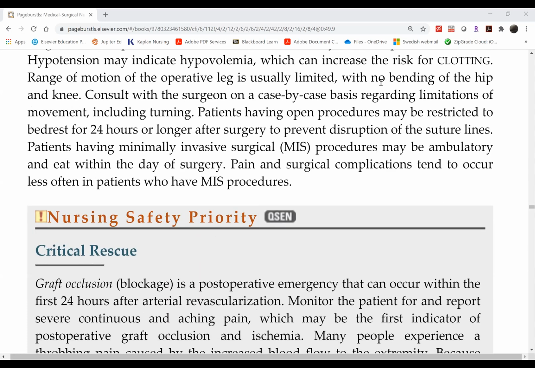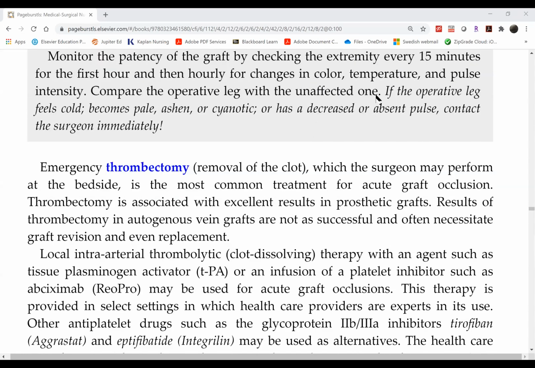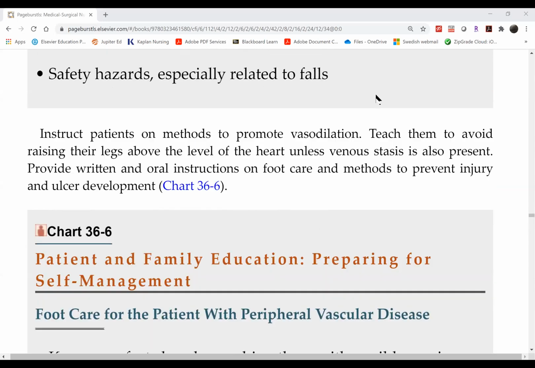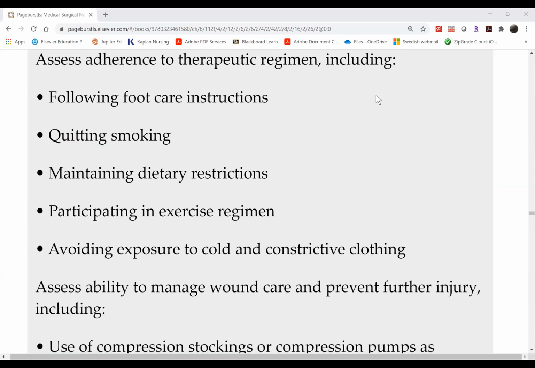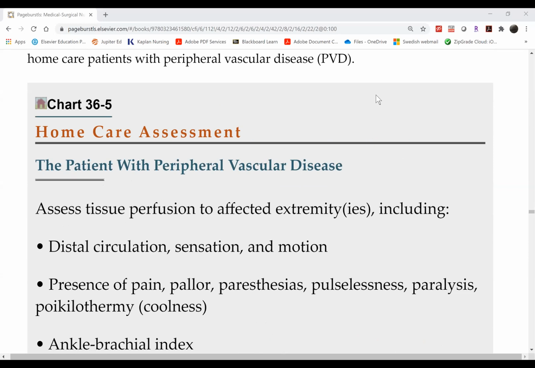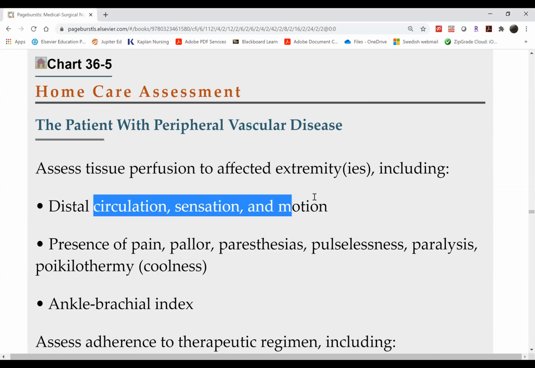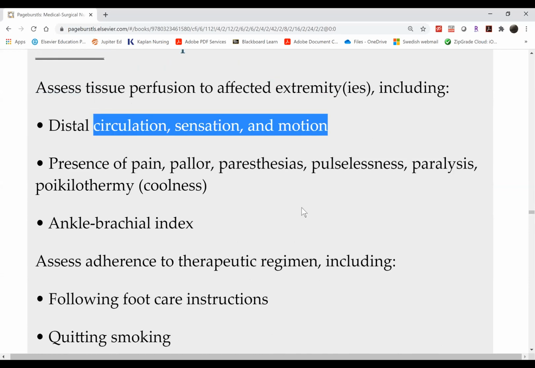All right, let's go to DVTs now. So DVT is the number one... please also read chart 636-5. These are what I mentioned. Here's CMS, circulation, sensation, and motion, and you have details here about what exactly to look for. So you're looking for color, asking the patient for pain, paresthesias.